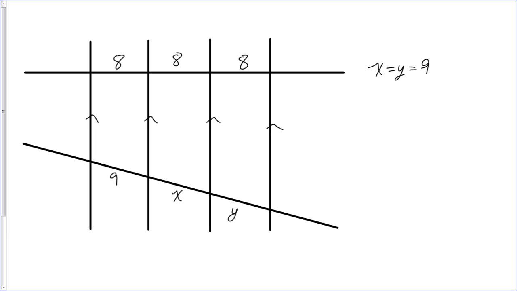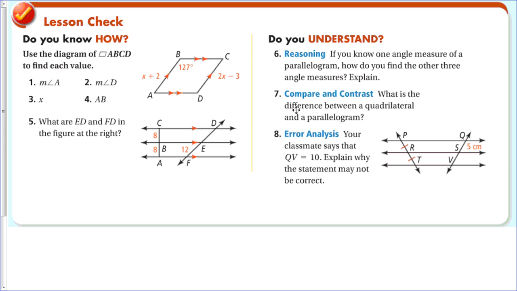Because like I said, when you have parallel lines, and one transversal is cut into congruent segments, every transversal you draw through there will be cut into congruent segments. So 9, 9, and 9. 8, 8, and 8. If I drew another line through here, all three of those would be congruent as well. Okay? It's just some properties of parallel lines, guys. All right? So, this concludes the video.